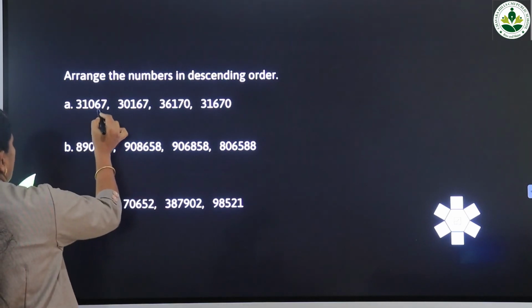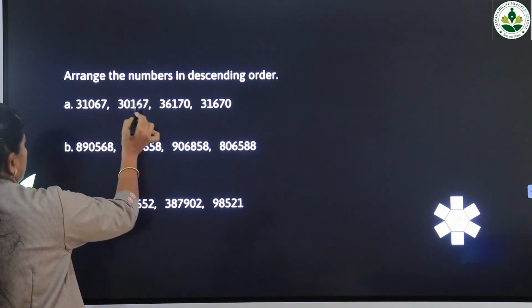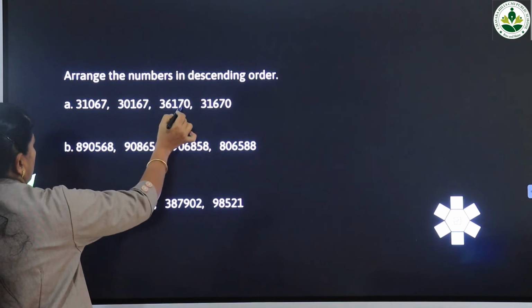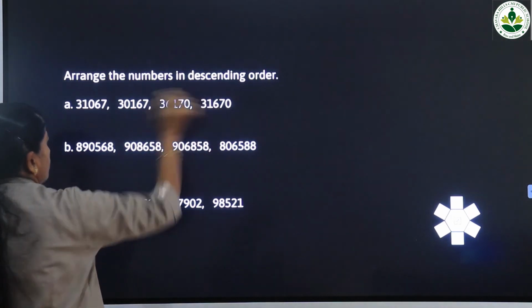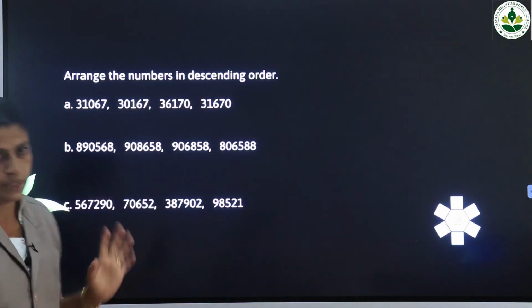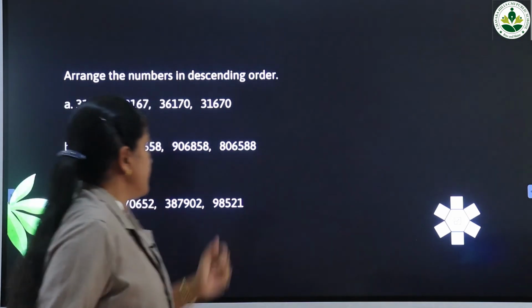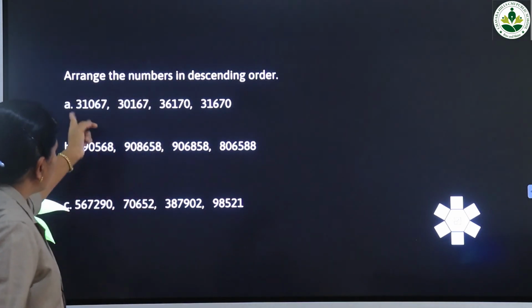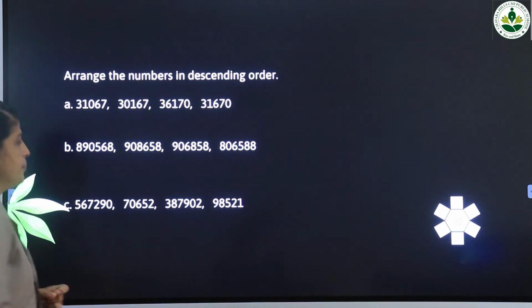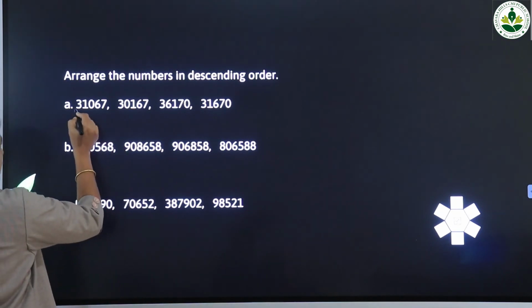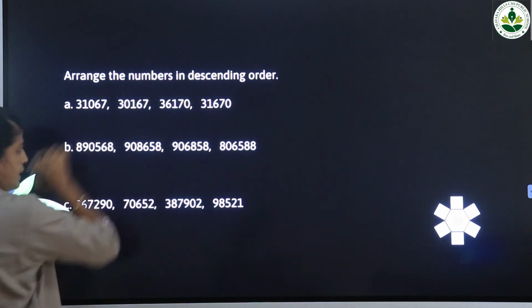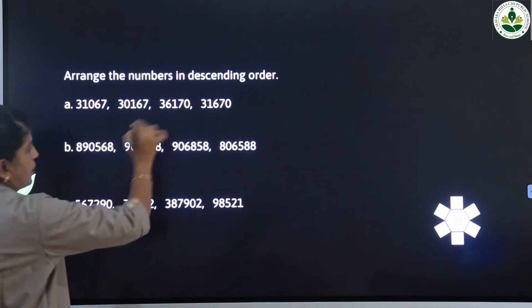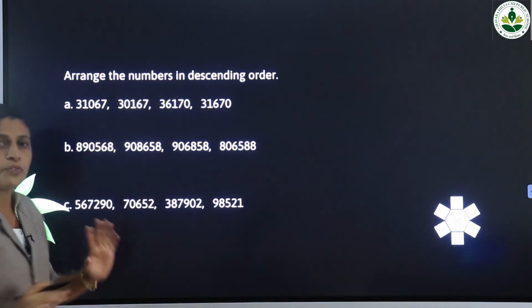1, 2, 3, 4, 5. In all the 4 numbers, there are 5 digits. Then, what about the first digit from the left side? First digit from the left side, 3 in the first number, 3 in the second number, 3 is in the third number also, and 4 is in the fourth number also.